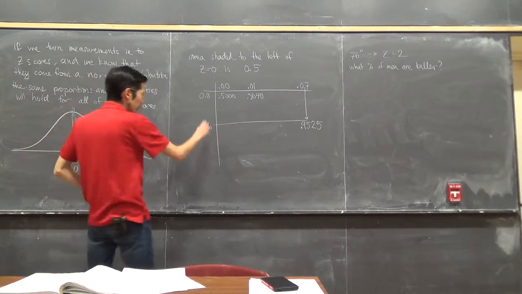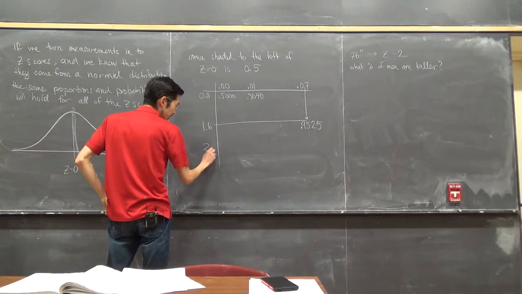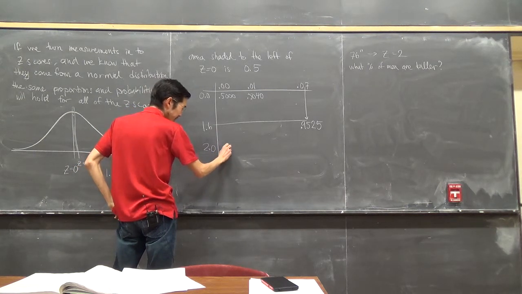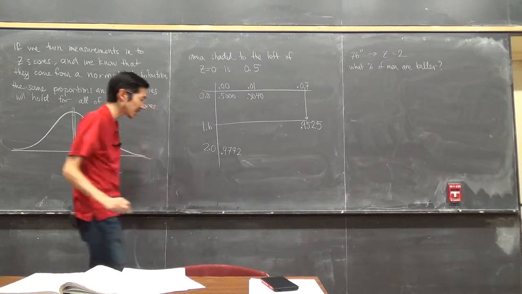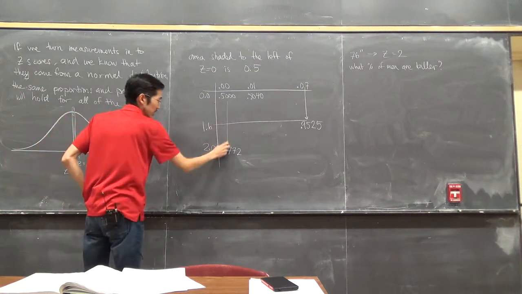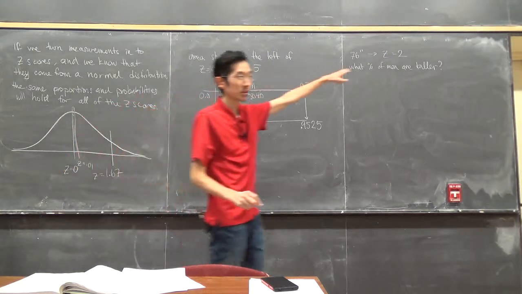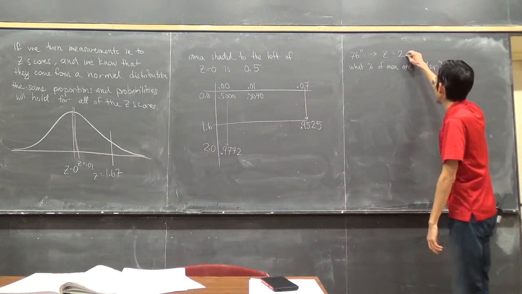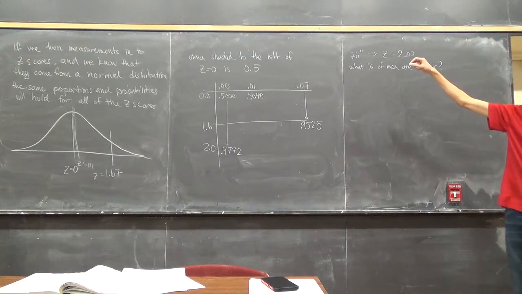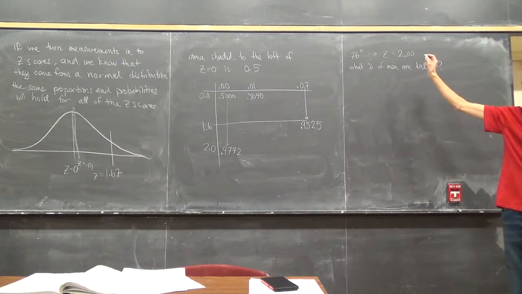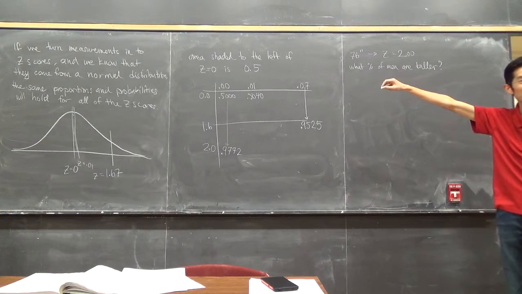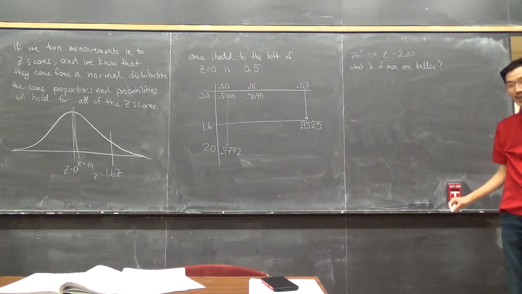Yeah, so we would look up the row 2.0 and the column 0.00, and the number I would get is 0.9772. Is that okay? All right, so z equals 2 implies 2.00. So I would look up the row 2.0 and the column 0.00. Is that okay? Alright, so you guys are all good.